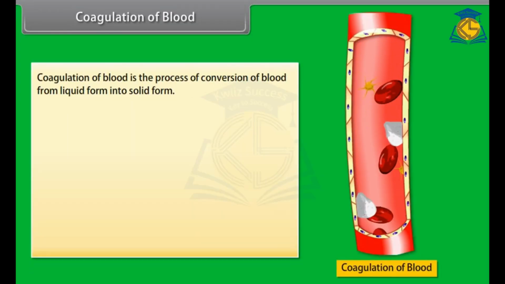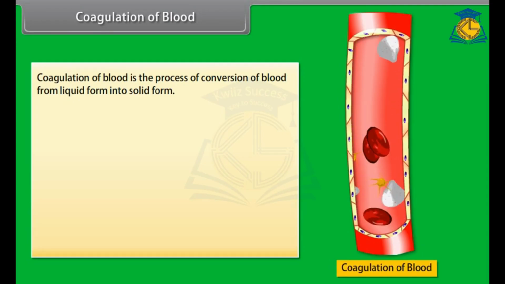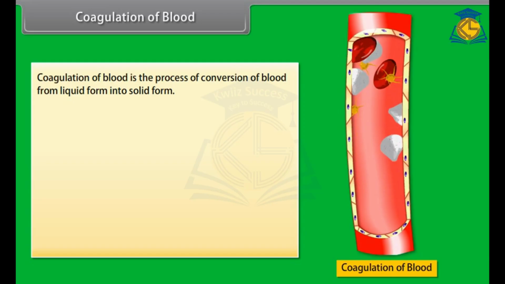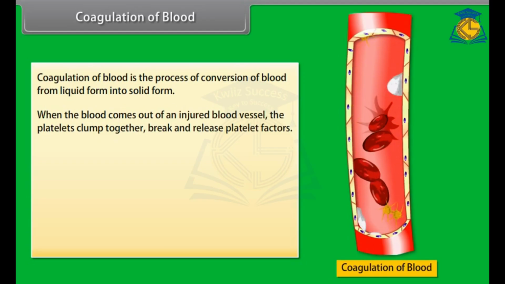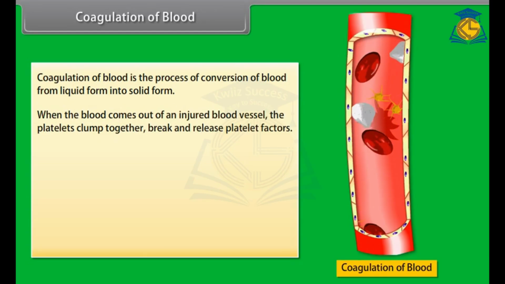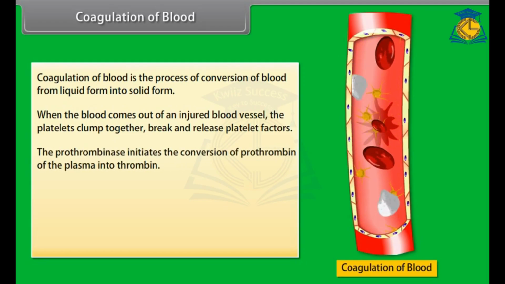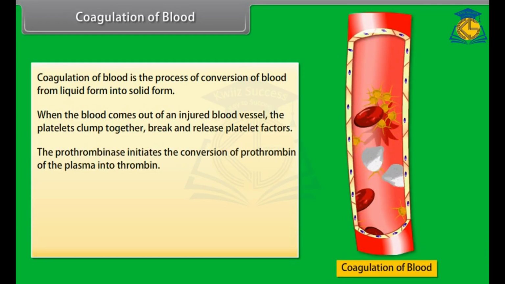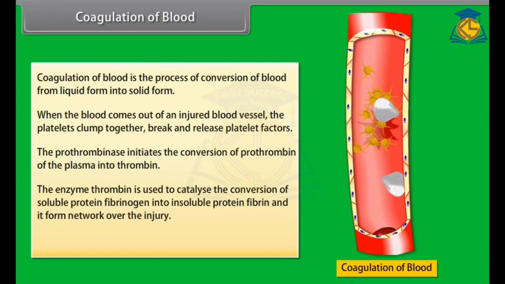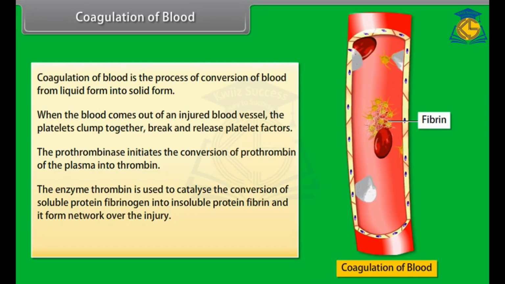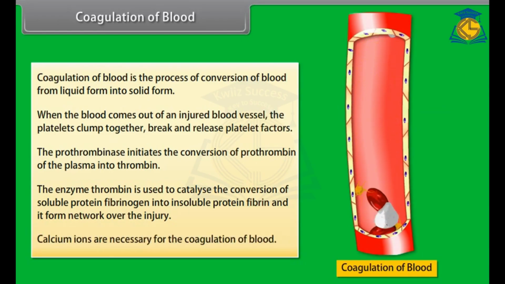Coagulation of blood is the process of conversion of blood from liquid form into solid form. When the blood comes out of an injured blood vessel, the platelets clump together, break and release platelet factors. The prothrombinase initiates the conversion of prothrombin of the plasma into thrombin. The enzyme thrombin is used to catalyze the conversion of soluble protein fibrinogen into insoluble protein fibrin, and it forms a network over the injury. Calcium ions are necessary for the coagulation of blood.